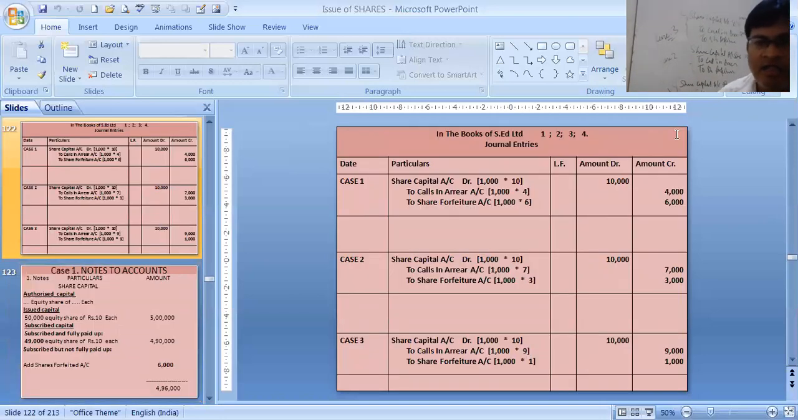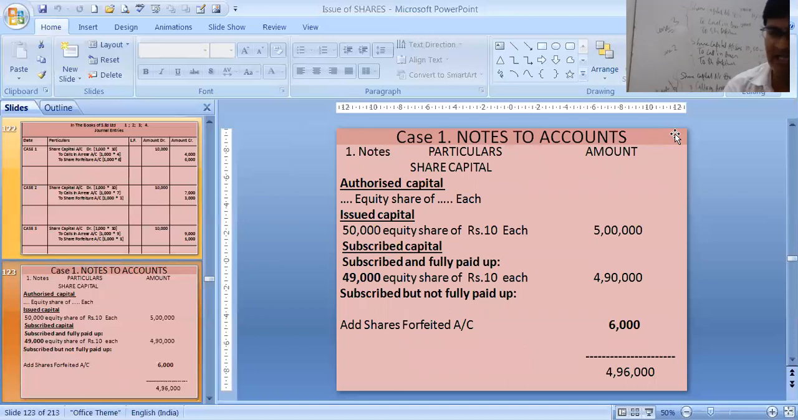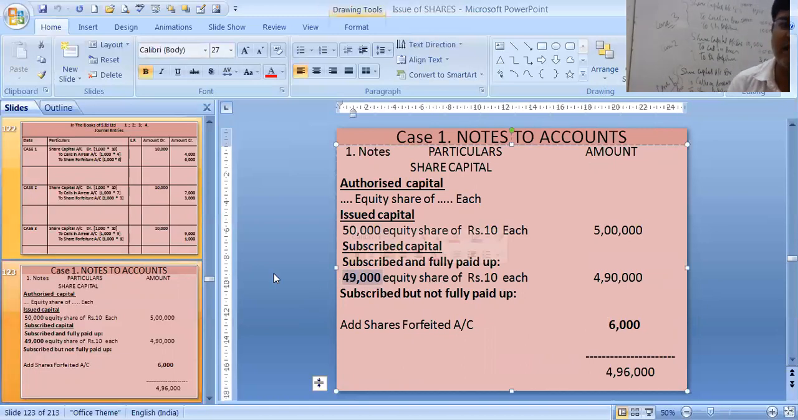Let's make the balance sheet of this one. For case 1, what will be the balance sheet? You see our authorized capital is the same in all the cases, that is 50,000 shares of 10 each. Subscribed capital fully paid, in every case it is 49,000 shares, because only for 1,000 shares there is a problem. For 49,000 shares there is no problem at all. That is fully paid, 49,000 shares.